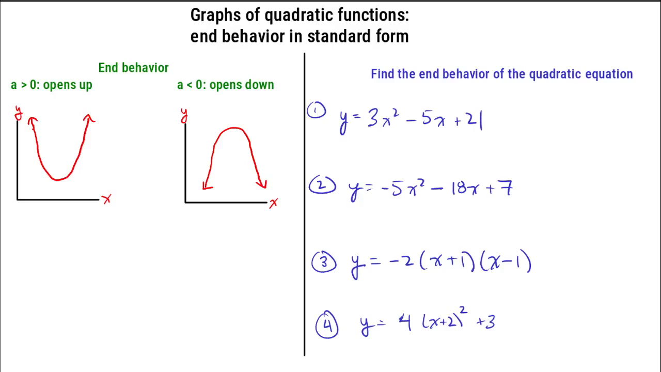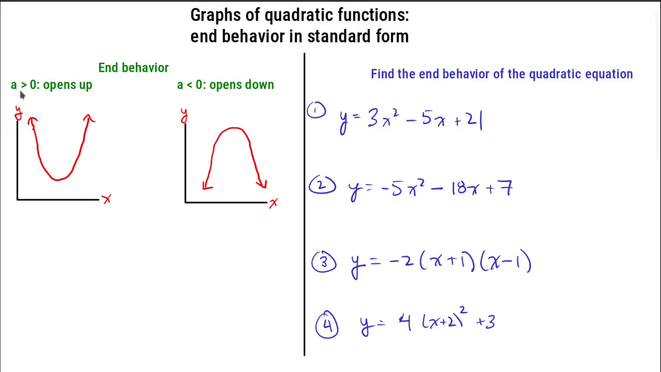If we want to find the end behavior of the graph of a quadratic equation, the key thing to look at is the leading coefficient, the a coefficient, the coefficient in front of the x squared. All right, so the condition is this: if that leading coefficient a is positive, bigger than 0, then you're going to have a parabola that opens up like this. If it's negative, it's going to open down.